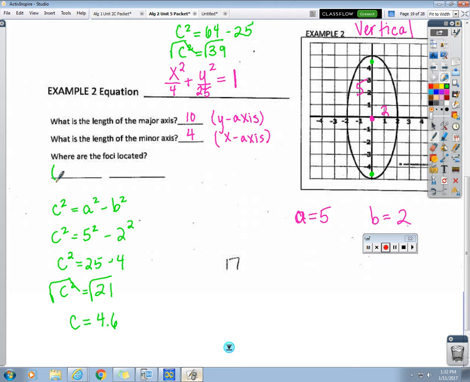So now all you have to do is write the coordinates of those points. To get to this point, you go nowhere on the x-axis, so 0. But then you go up 4.6 on the y. To get to this focus point, you go nowhere on the x, so the x value is 0, but you go down 4.6 on the y. The focus, or foci, is just the distance from the center, and they're equal distance on each side of the major axis.